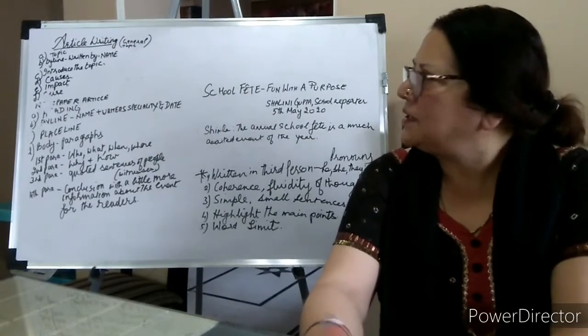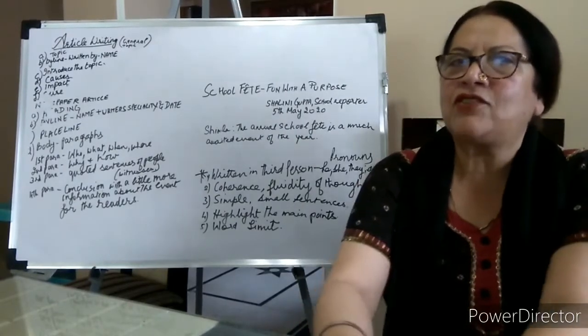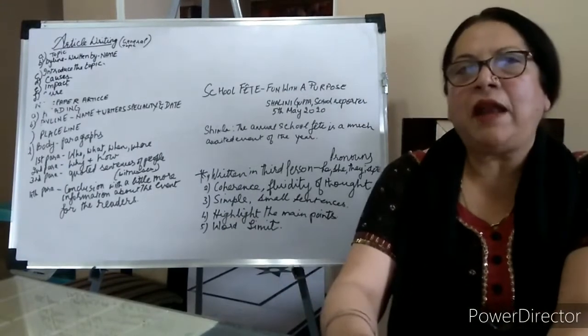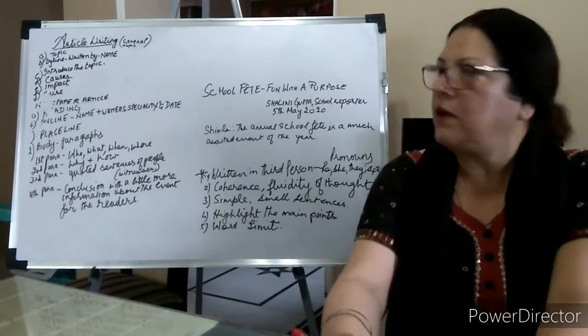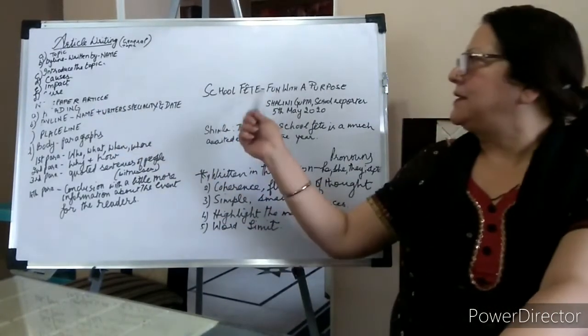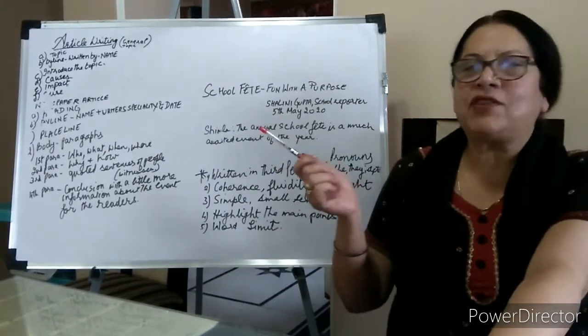Now, the same article writing can also be done for newspapers. Now, most of the parts are the same, but there is a slight variation, so I thought I'd better do it with you. So, when we have to write an article for the newspaper, we have the heading, okay? The heading is the same. It should be catchy, interesting.